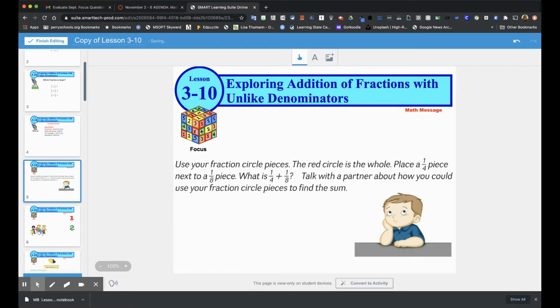Our math message today says to use your fraction circle pieces, so you know that you need to go to the Everyday Math website in order to access those. Remember, the red circle is equal to 1 whole. What I want you to do is to place a 1/4 piece next to a 1/8 piece. What would 1/4 plus 1/8 equal? You can talk with someone at home or talk with a partner about how you would use these fraction circle pieces to find that sum.